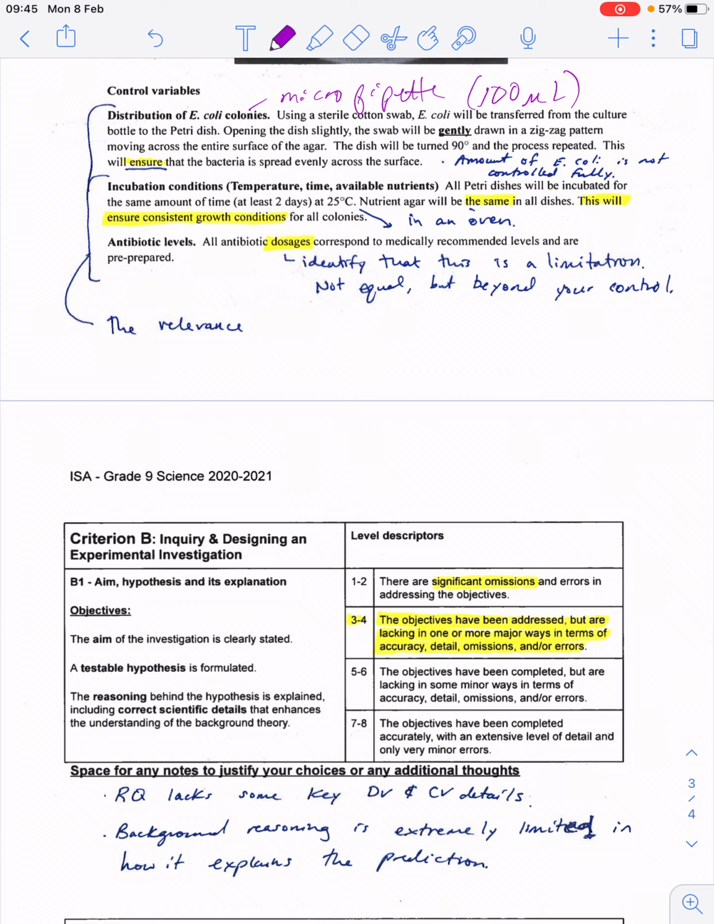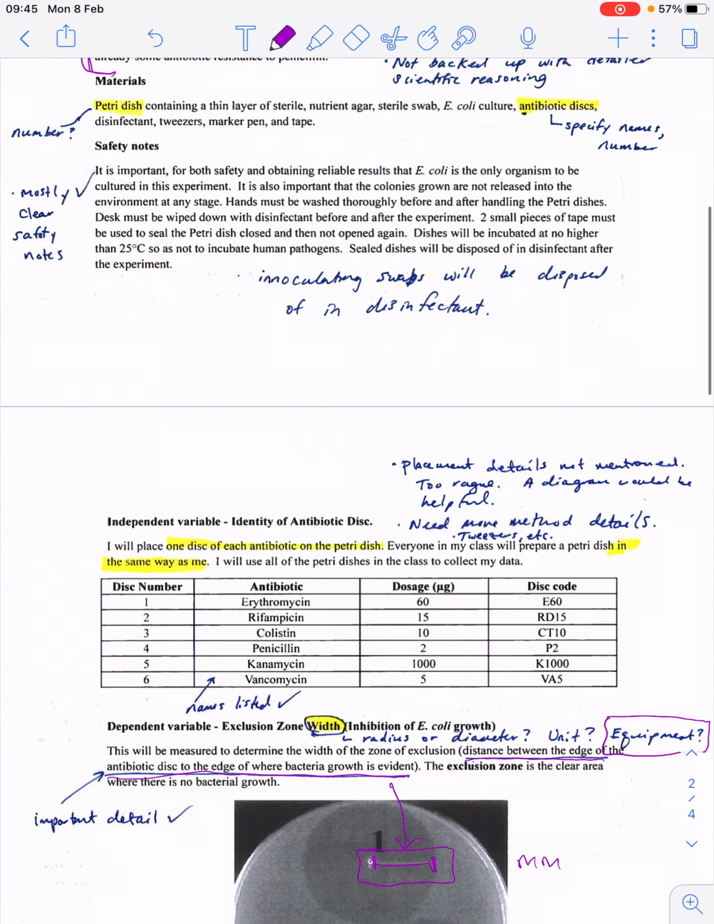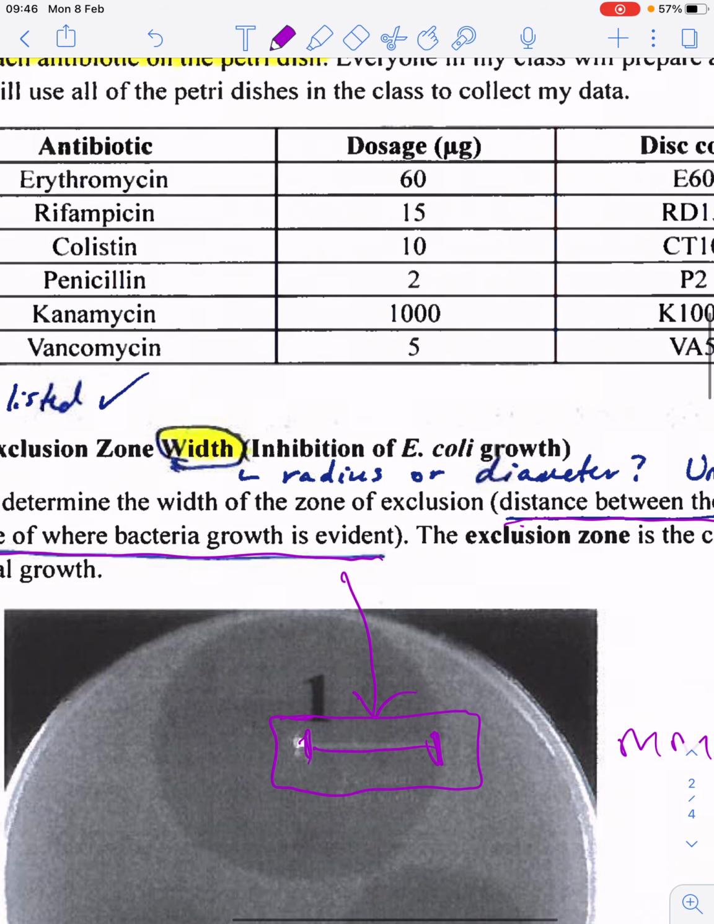Then you've got some detail about the conditions, like 2 days and 25 degrees Celsius, but again, it doesn't really say how they're going to achieve the 25 degrees Celsius, like putting it in an oven. So that's kind of lacking, so the equipment's lacking. And then the antibiotic levels, the dosages correspond to medically recommended levels. Now, I think that it would have been really thoughtful here if the person had pointed out that, okay, yes, maybe these are medically recommended levels, but actually these levels are all very different, especially the kanamycin at 1,000 micrograms compared to the other ones.